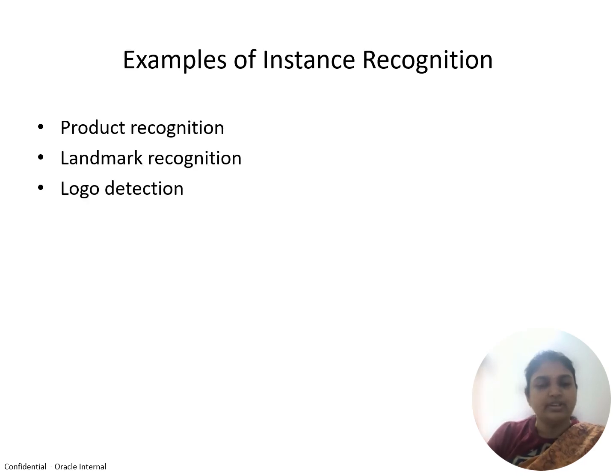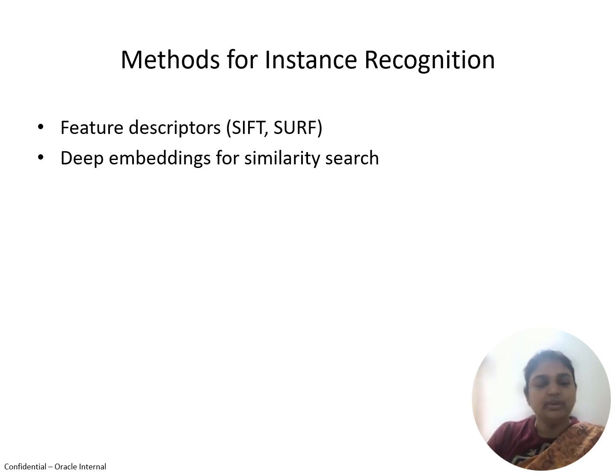Examples of instance recognition are product recognition, landmark recognition, and logo detection. If we take small and similar products, first identify the product, identify the landmark, see what the changes are between the two products, and identify the logo. Okay. These are the methods used for instance recognition.